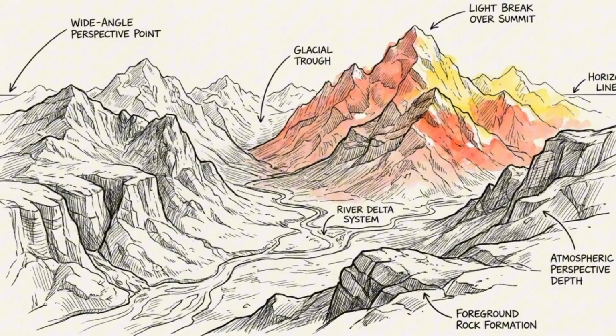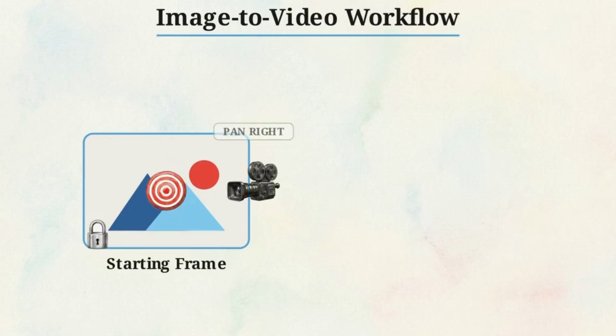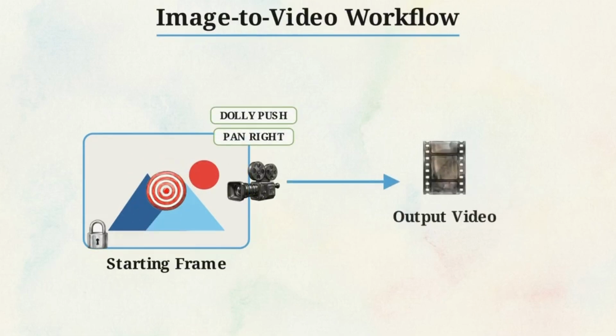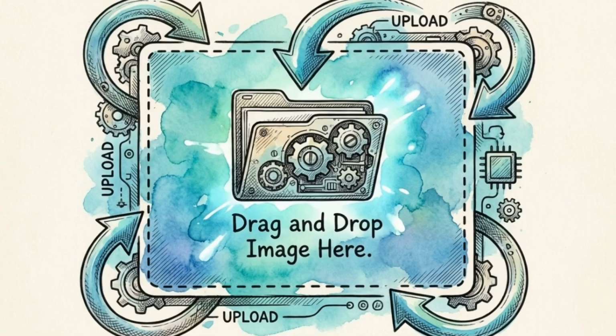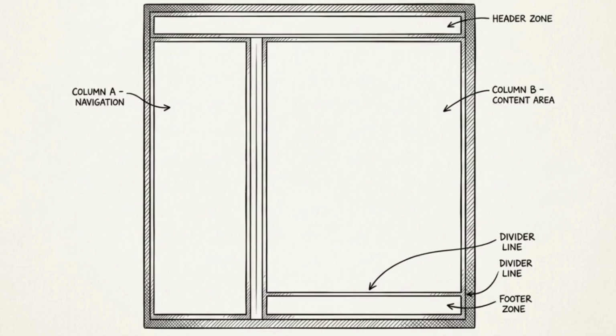Generating from text works for wide establishing shots, but when you need exact control over the starting frame of your video, you need to switch to an image-to-video workflow. First, create or upload a static image you want to animate. Click on the image thumbnail and look for the specific option labeled Convert to Video. Clicking that opens up a new generation panel.